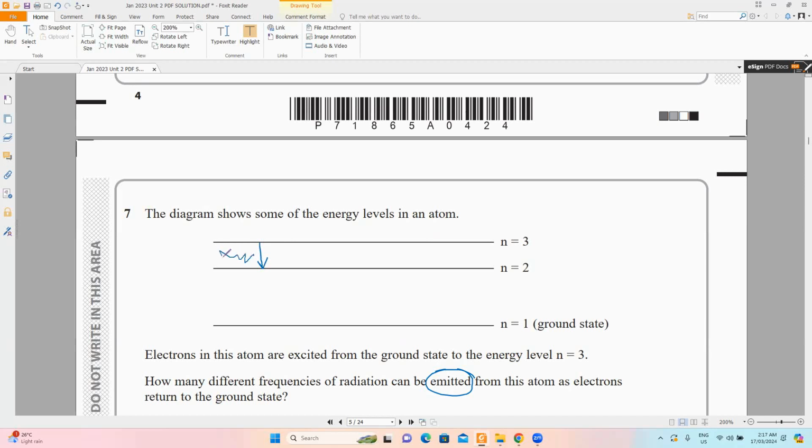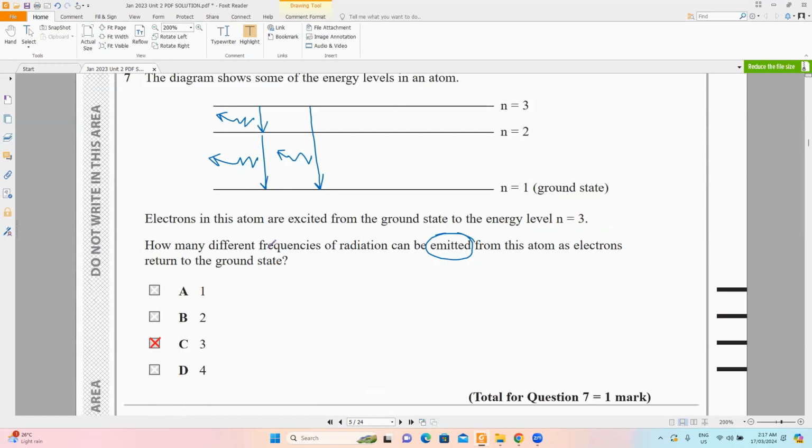So this will emit a photon. It can drop down from N2 to N1. So this will emit another photon. And it can directly drop down from N3 to N1. So this produces a photon of one frequency, this of the other, and this of the third kind. So there are three different frequencies of photon that can be emitted. So the answer is 3.